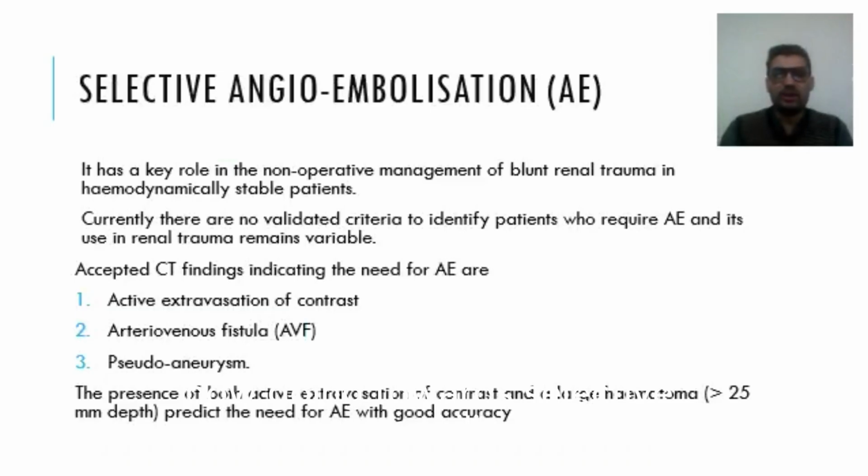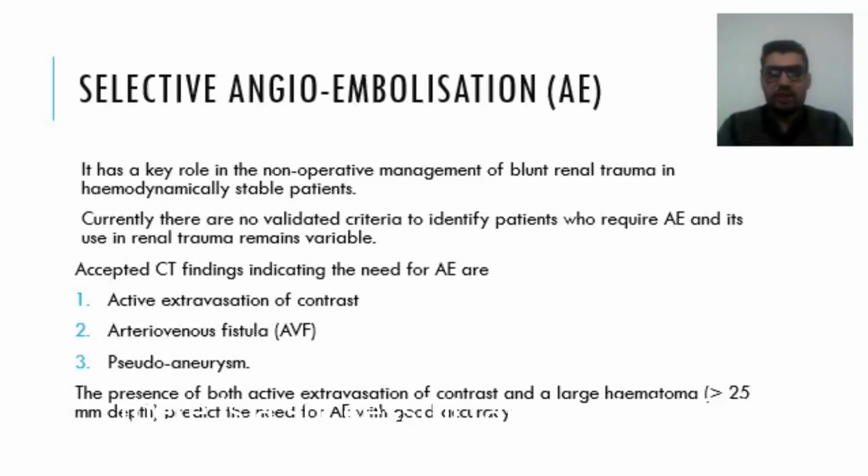Now going toward selective angioembolization. It plays a key role in the stable patient with active bleeding. Indications include active contrast extravasation, pseudoaneurysm, and AV fistula. It has been utilized in non-operative management of all grades of renal injuries, and it is likely the most beneficial in the setting of high-grade renal trauma, AAST grade greater than 3.